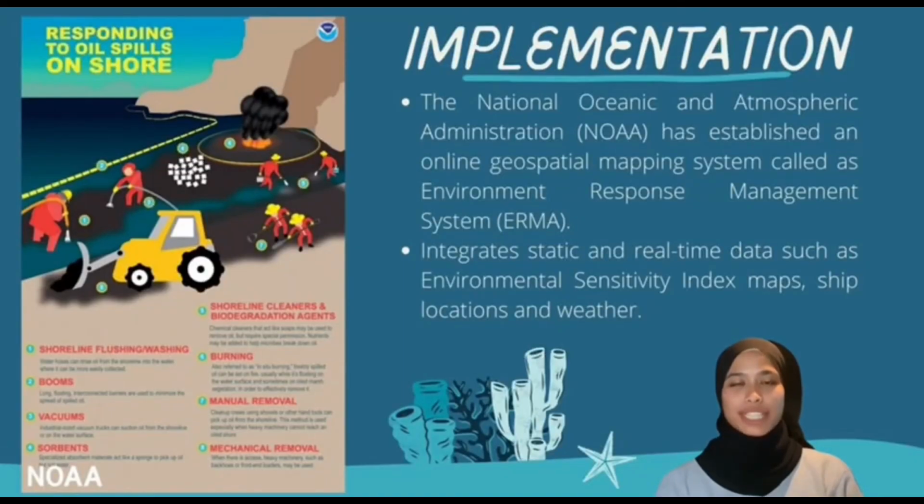For the implementation of the oil spill response, the National Oceanic and Atmospheric Administration (NOAA) has established an online geospatial mapping system called the Environmental Response Management Application, or ERMA. It has integrated static and real-time data such as environmental sensitivity index maps, ship locations, and weather for environmental responders and decision makers. The system is used to get a better understanding of what is happening, which is called the best thing to have happened out of the spill.